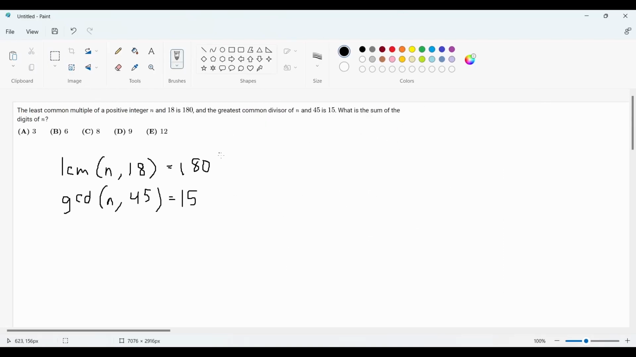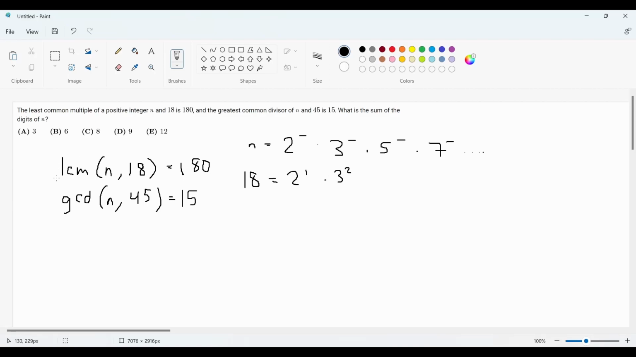We don't know what the prime factorization of n is, but we know it's going to be like 2 to the power of something, times 3 to the power of something, times 5 to the power of something, times 7 to the power of something. And there might be more, we're not sure yet, but n is that. We just need to figure out what the exponents are to figure out what n is. We also have 18 and 45, so let me write those. Let me do 18 first. 18 is going to be 2 to the power of 1 times 3 squared.